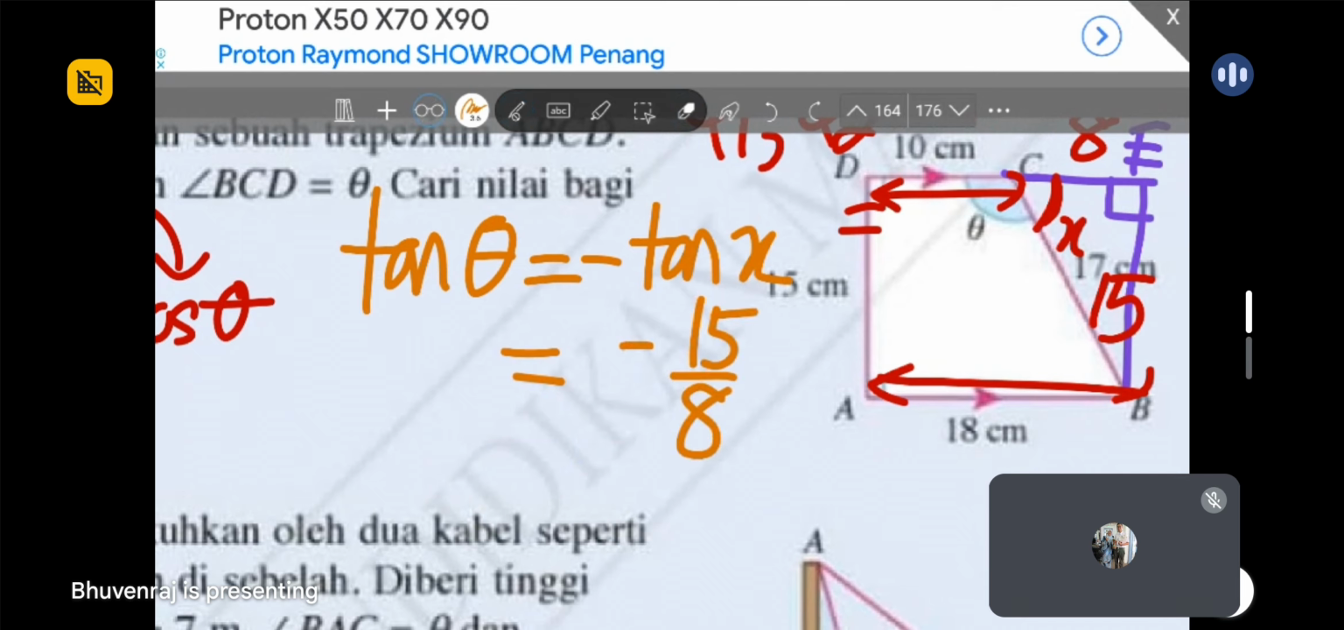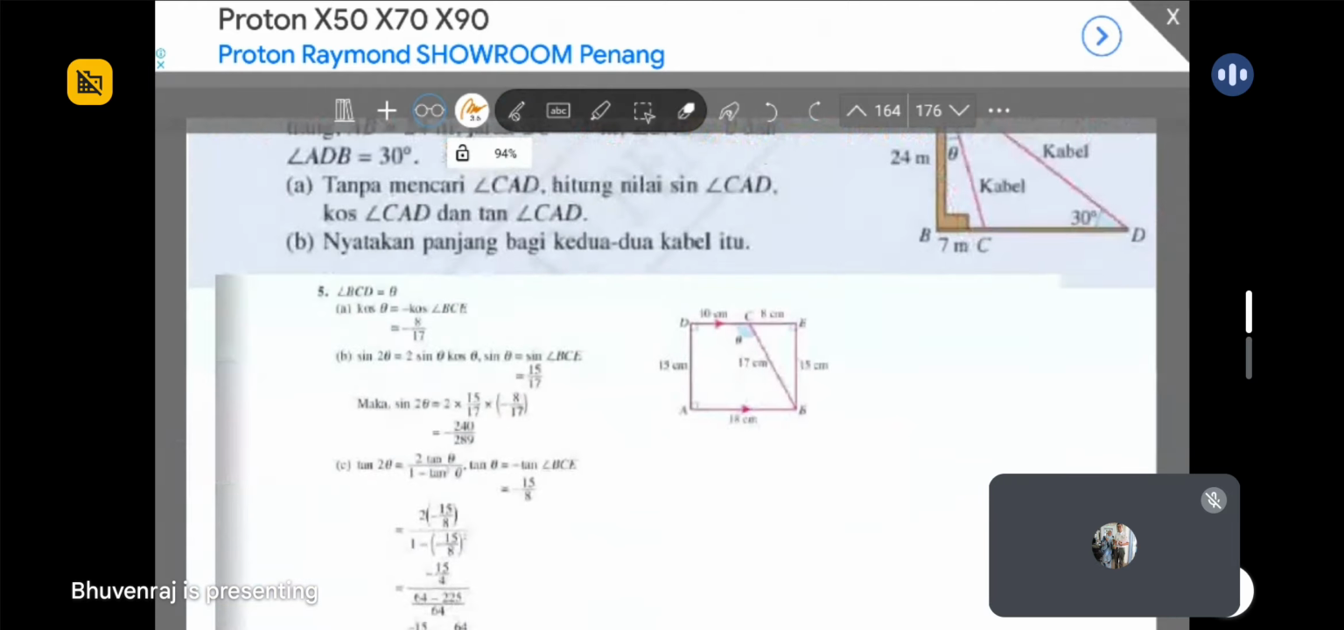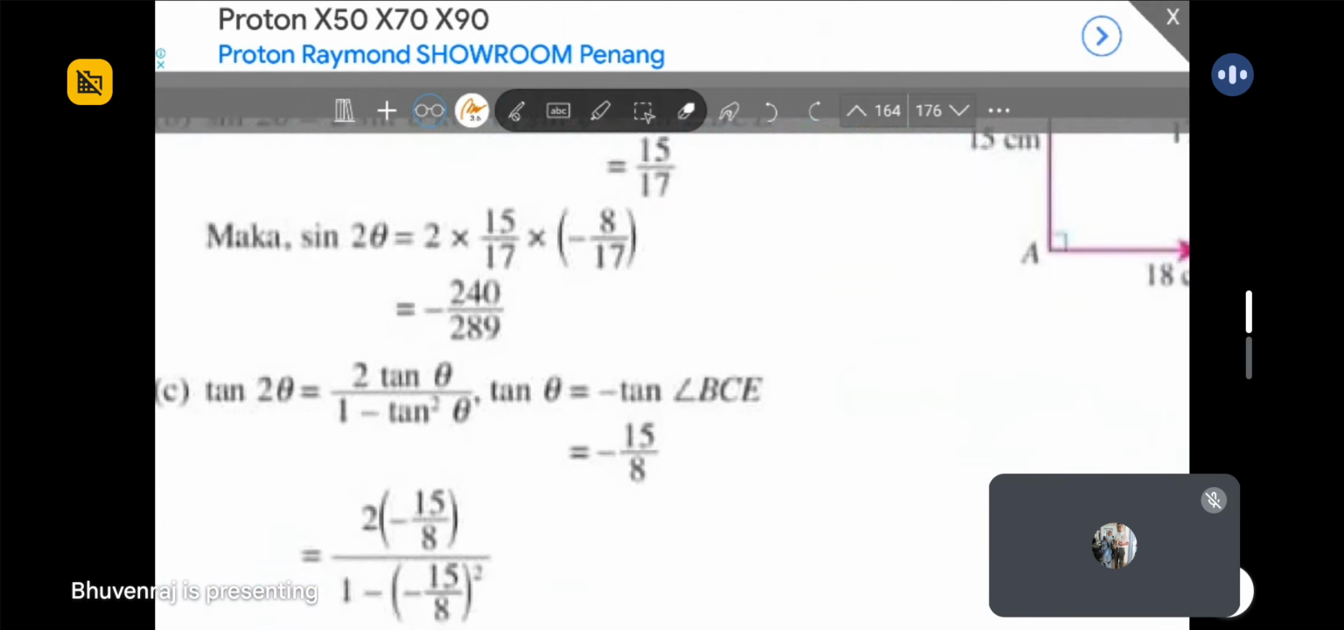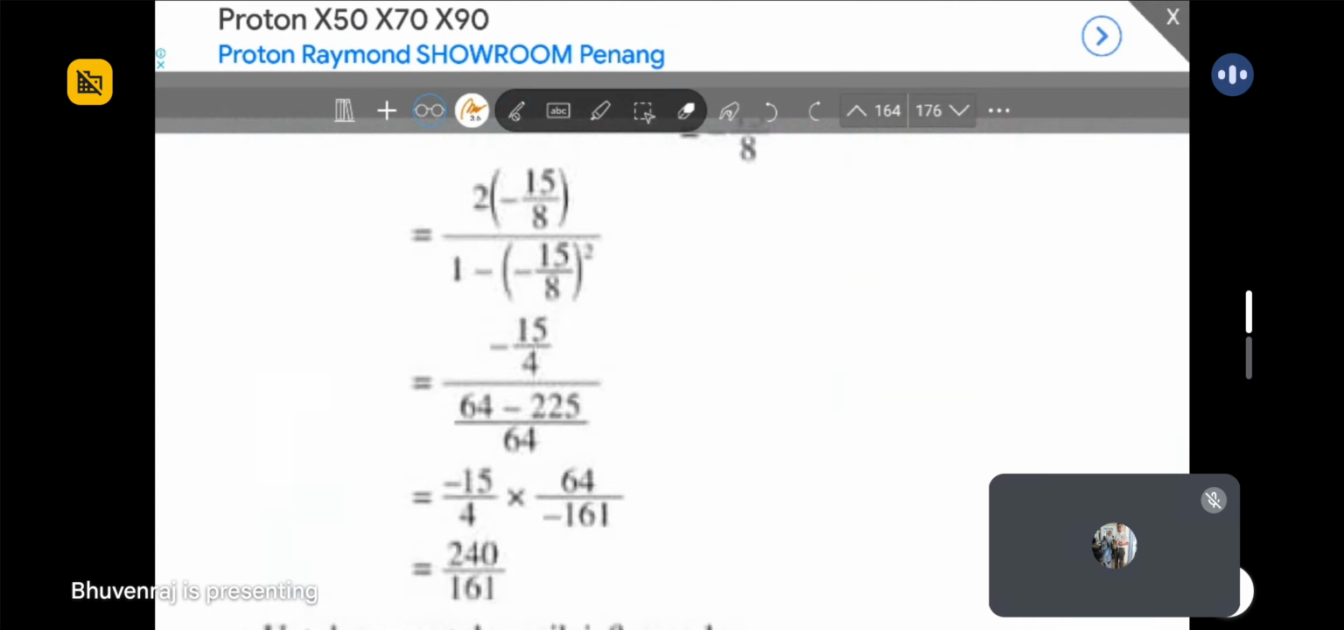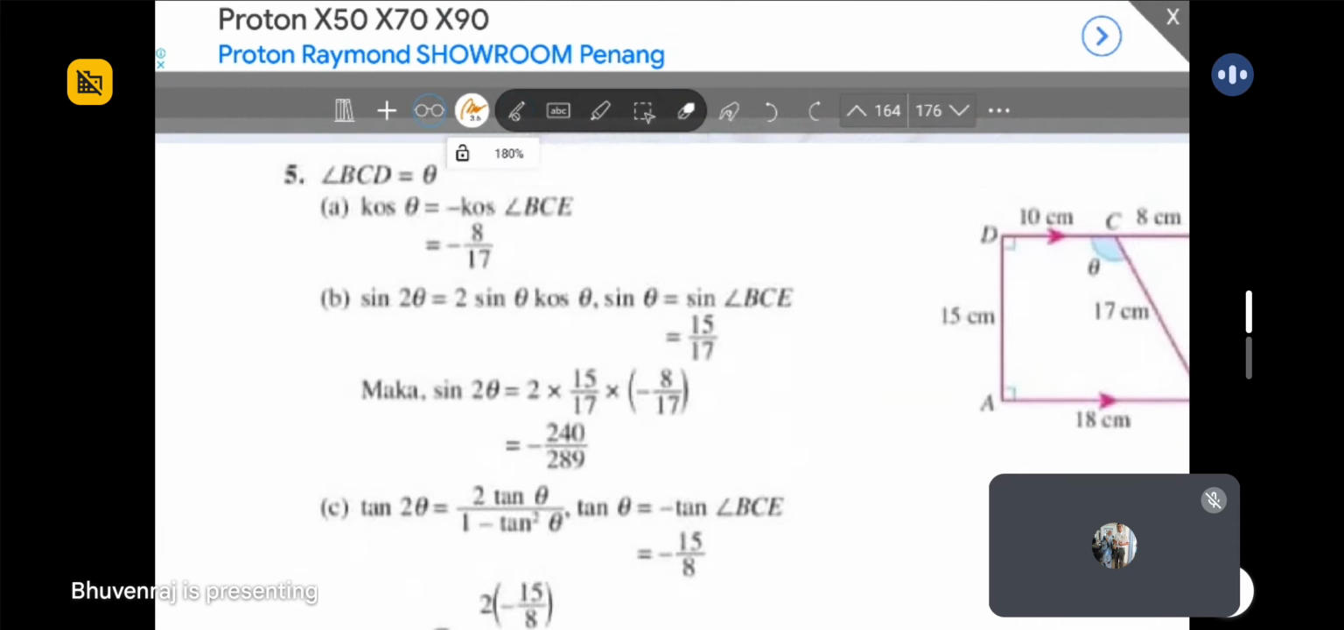So now you just substitute lah in your tangent formula. That's all. So you can see over here, gantikan saja. And then you guys just press calculator. So the answer will get 240 over 161. Okay, clear? Boleh kan? It's very simple lah how to get the answer. Okay, all right. So next one. So now they ask you to find the value of theta, guys. Kamu nak cari nilai theta.